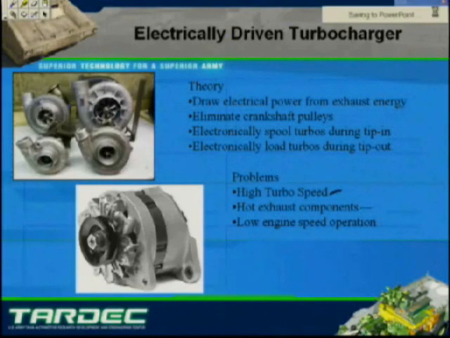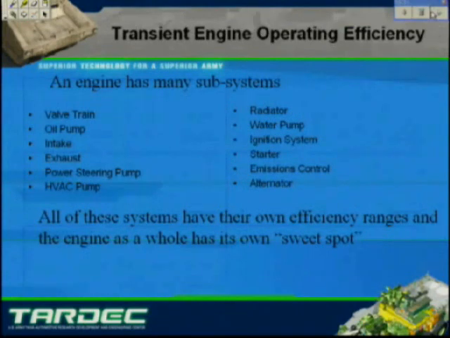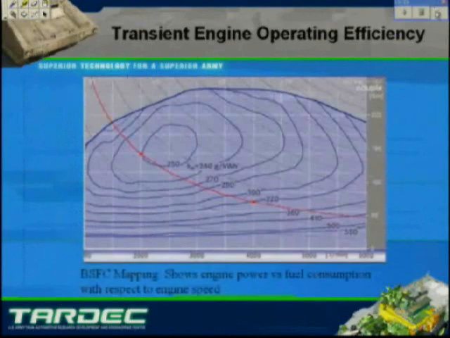Now I'd like to go on to my second topic, which is a little bit larger, and that's continuously variable transmission. But first I'd like to talk about transient engine efficiency. An engine is a system of a bunch of subsystems. You have the valve train, you have the oil pump, you have the intake, if you have a supercharger or a turbocharger, all of these things take away and give power to the engine at different times and different speeds and under different loads. Each subsystem has its own best efficiency operating point, and therefore the engine as a whole has its own best efficiency operating point.